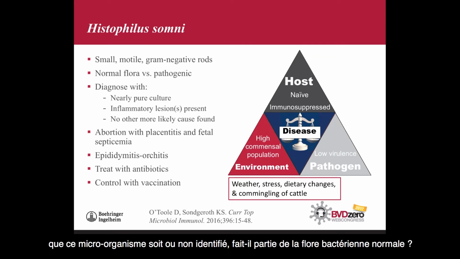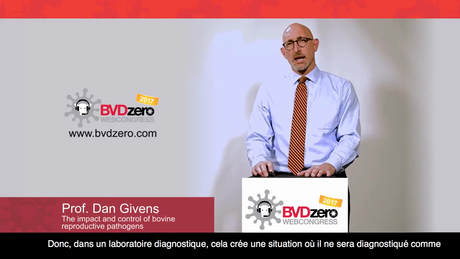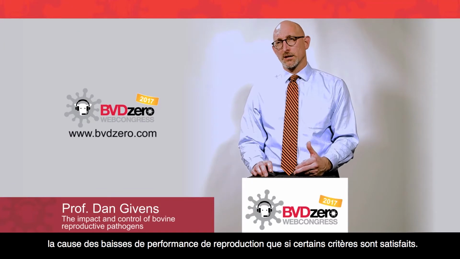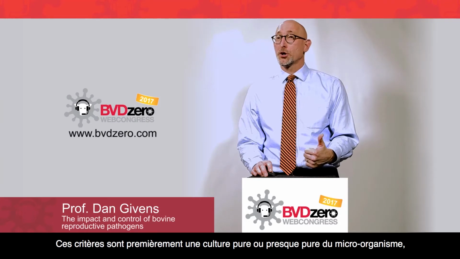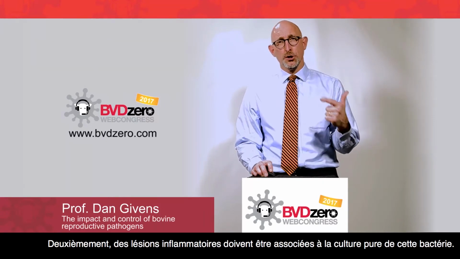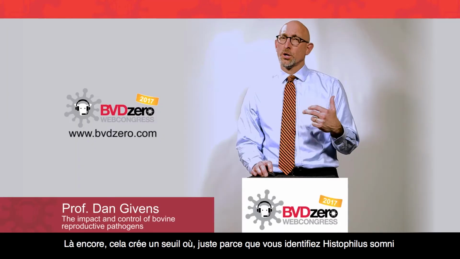So in the diagnostic laboratory, this creates a situation where this will only be diagnosed as the cause of reproductive loss if certain criteria are met. Those criteria involve, 1, nearly a pure culture of the organism. 2, inflammatory lesions have to be seen associated with a pure culture of this bacterial organism. And then 3, there has to be no other more likely cause found associated with that bovine abortion. So again, this creates a threshold where just because you identify Histophilus somni associated with the aborted fetus, that doesn't mean it's the cause of the abortion. It could just be normal flora associated with that calf.